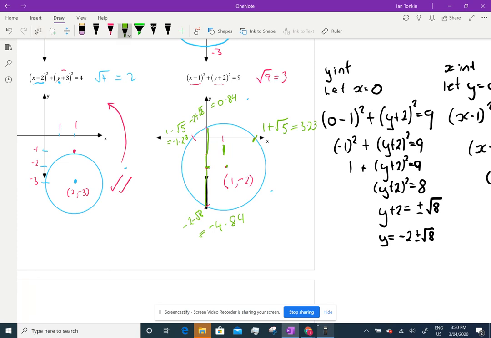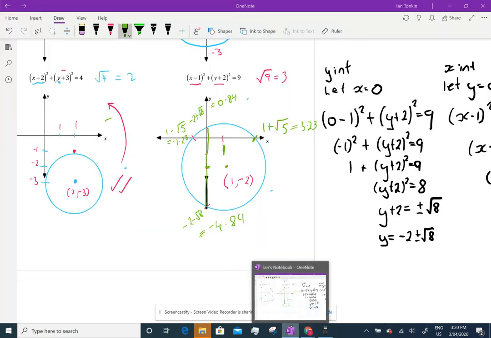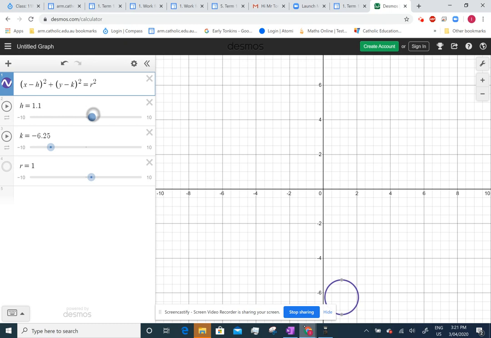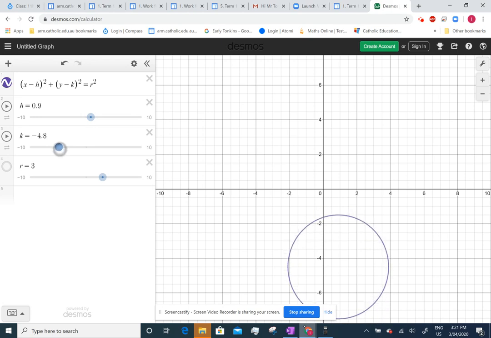Let's double check on Desmos to make sure that's exactly right. So we'll go here. X minus 1 all squared plus, okay. Let's move that to H is 1. Let's make R 3. And let's make K, I want that to be 1. Oh, this is so finicky. And that's negative 2.